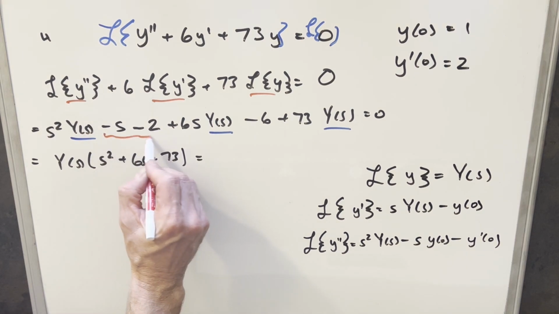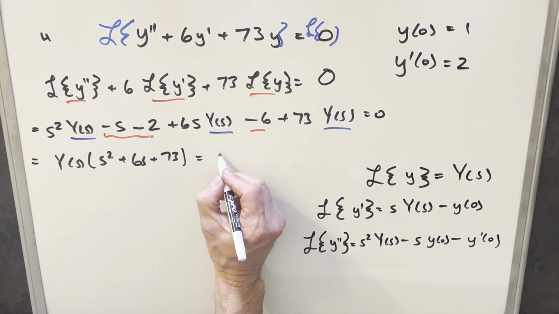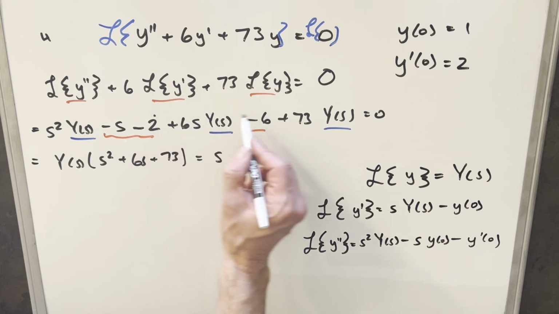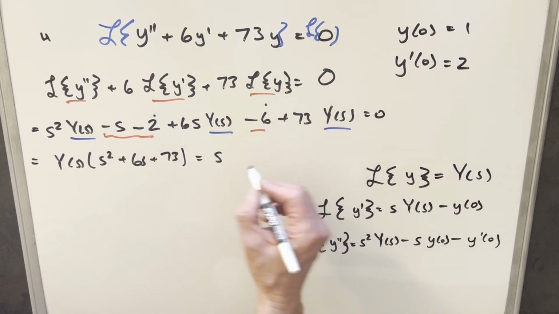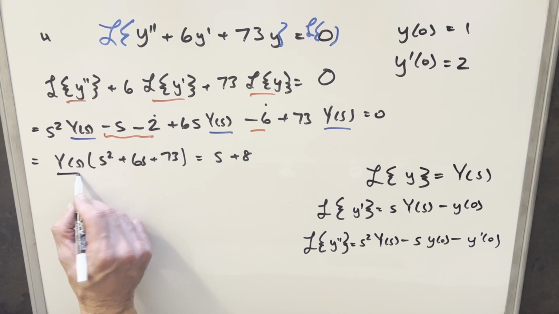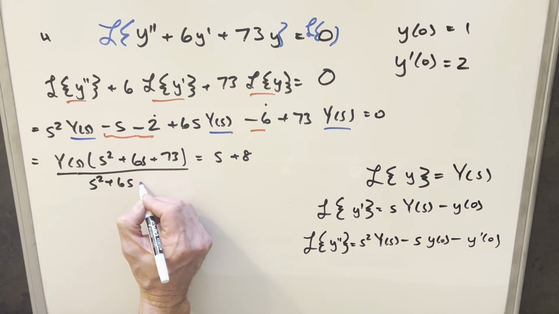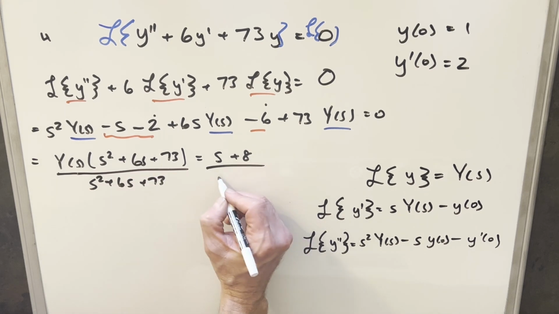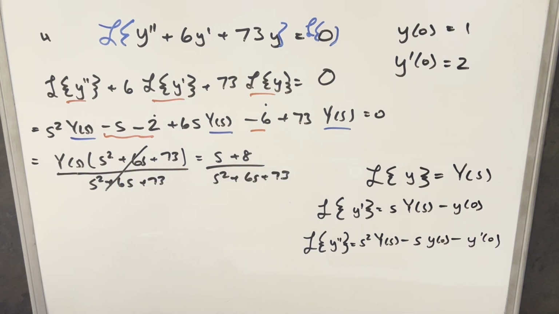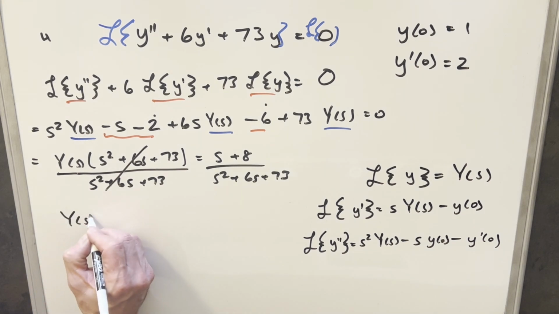And then for the minus s, minus 2, and minus 6, I can take that to the right-hand side of the equation, just adding it on both sides. So adding an s, we'll have an s here. Minus 2 and minus 6 is minus 8, so bringing it to the other side, we have a plus 8. And now in order to solve for our big Y, I can just divide by this whole thing. So we'll divide by s squared plus 6s plus 73 on both sides. This is going to cancel here. So now on the left-hand side of the equation, we're just going to have our big Y of s.